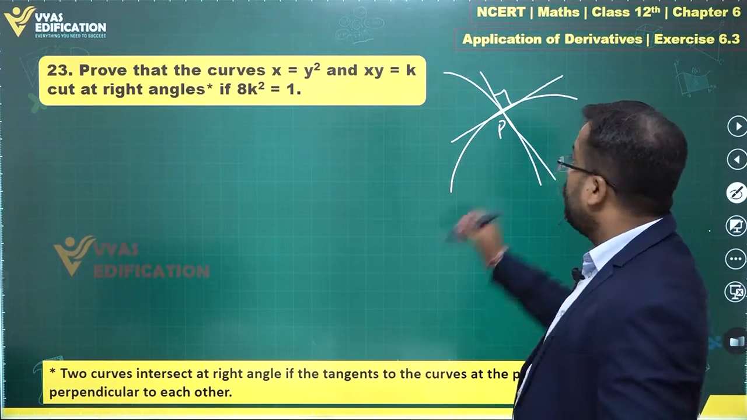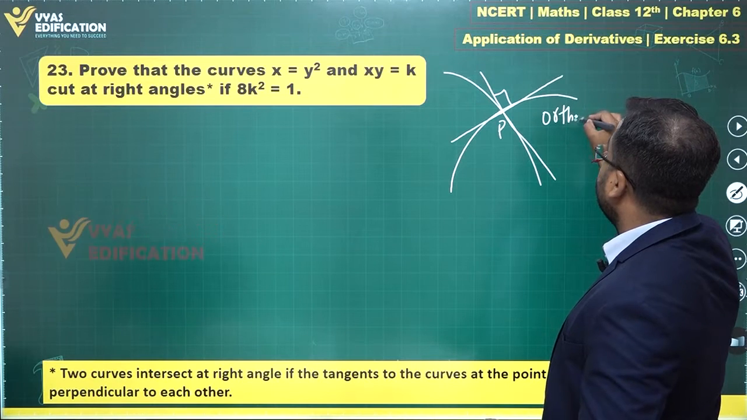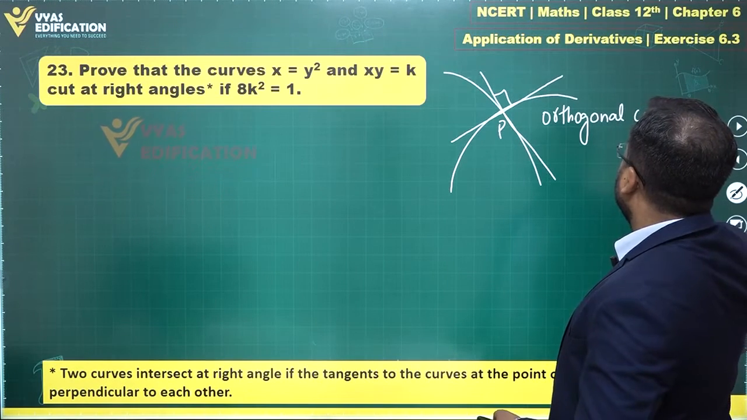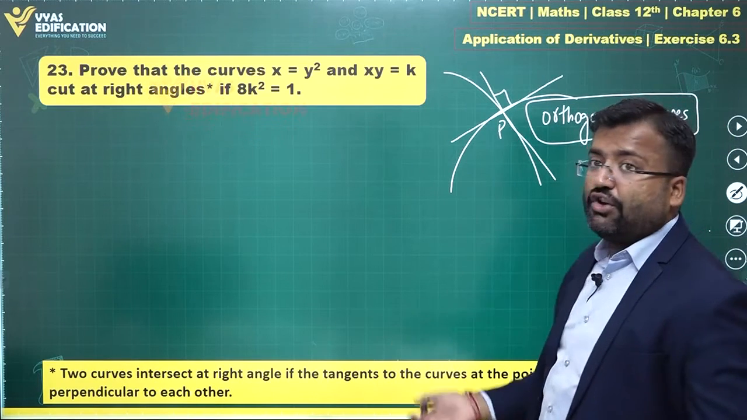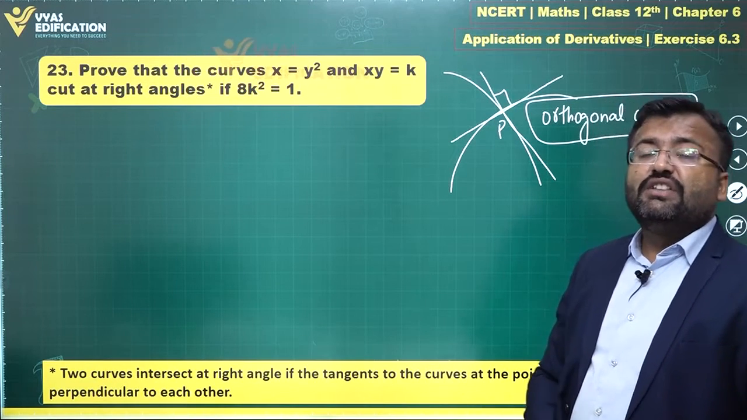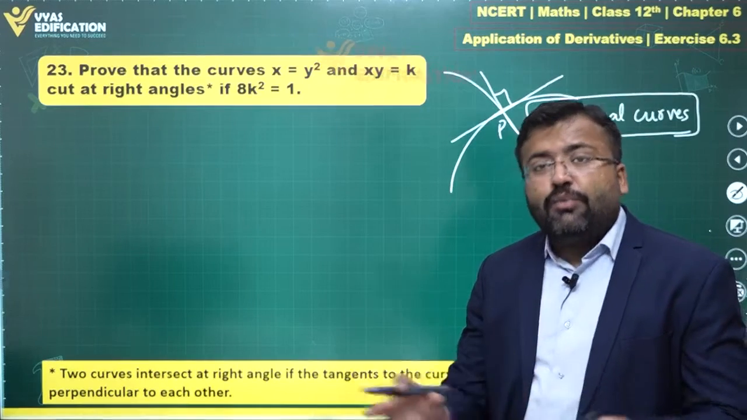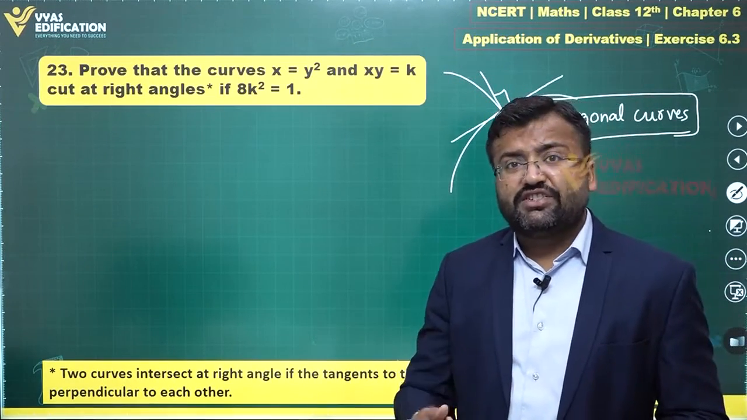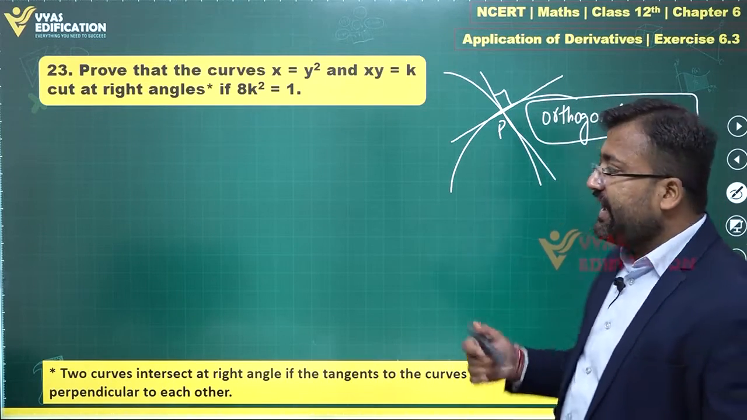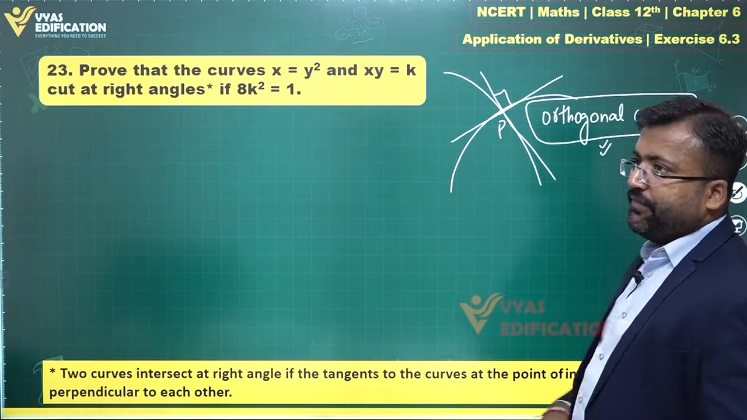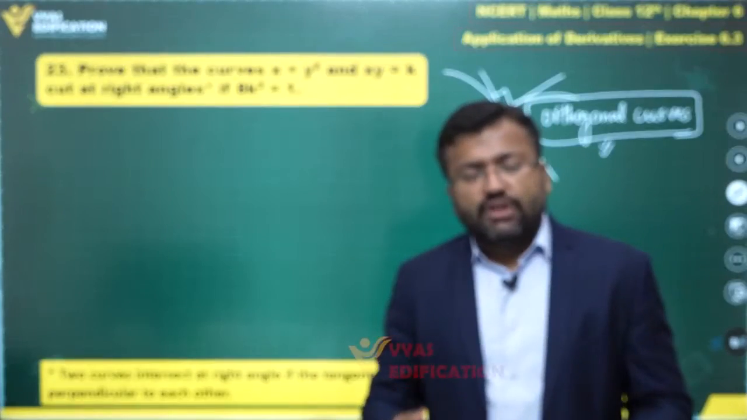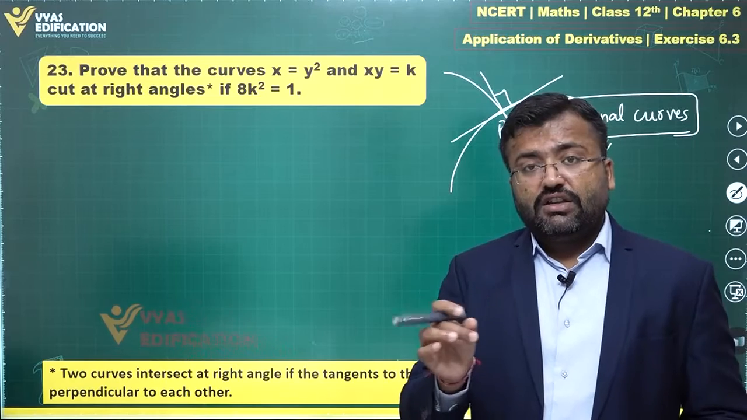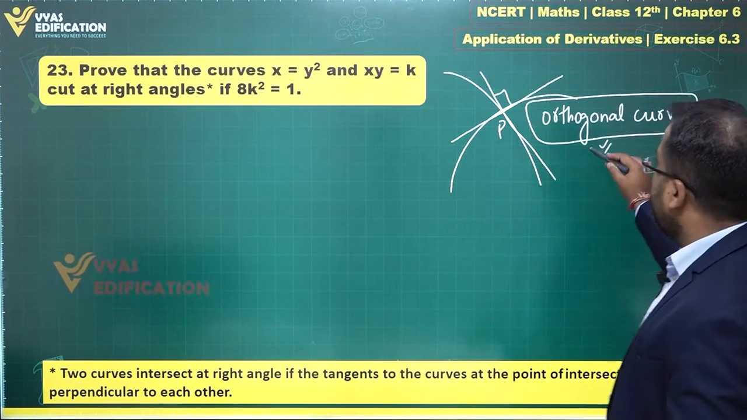These are also called orthogonal. Cutting at right angles will also be orthogonal curves. Although orthogonal has a much wider definition, which says that at all points of intersection, the angle between the curves should be 90 degrees. That's the idea behind orthogonality, right? If two curves intersect at more than one point, then at all points, the angle between the curves should be right angles for them to be orthogonal.